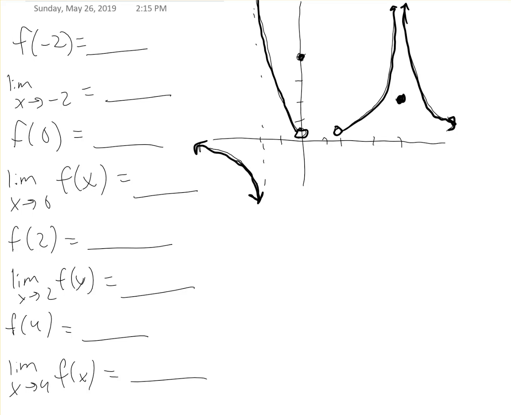Alright, for this one, we are trying to look at 4 different locations. We got -2 for the first 2 questions, 0 for the next 2, 2 for the third set of 2, and 4 for the last 2. So for each set of questions, they would like to know the y value at that particular x. So the y value when x is -2 does not exist.